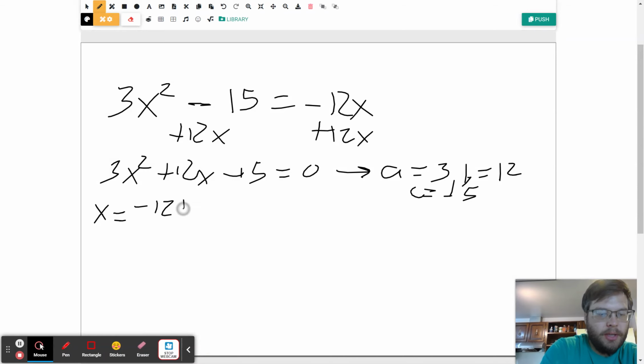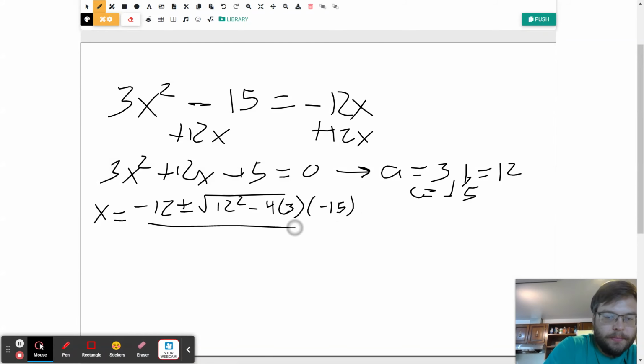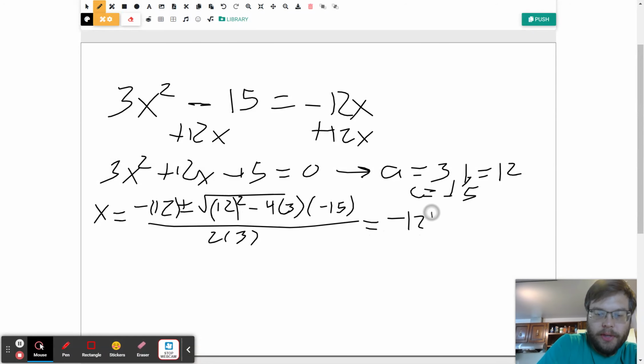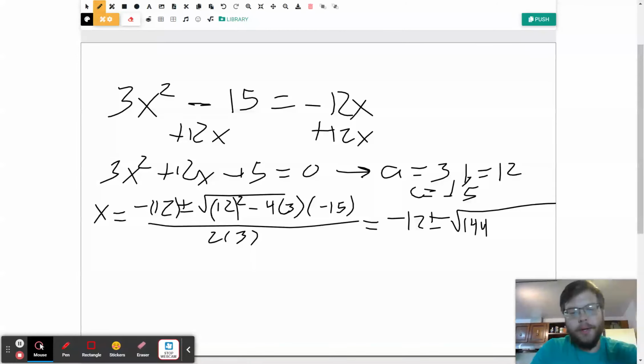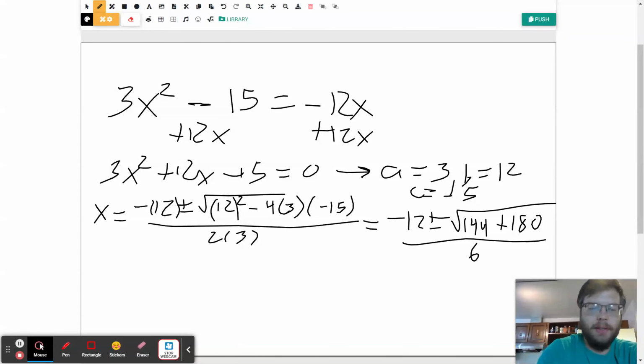X equals negative b plus or minus square root b squared minus 4ac, so 4 times 3 times negative 15, all divided by 2a. There we go. Then you go through and do some calculations. So you have negative 12 plus or minus 12 squared is 144. 4 times 3 times 15 is 180. Is that right? Yeah. And 2 times 3 is 6.